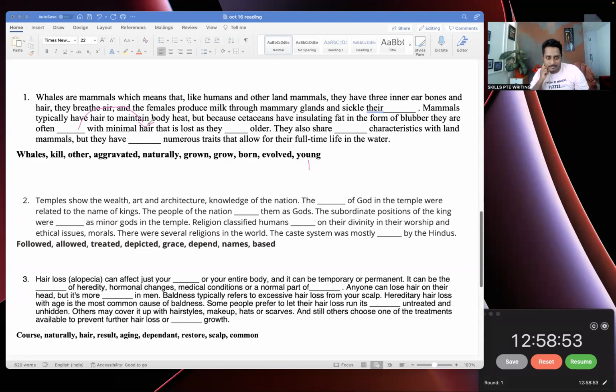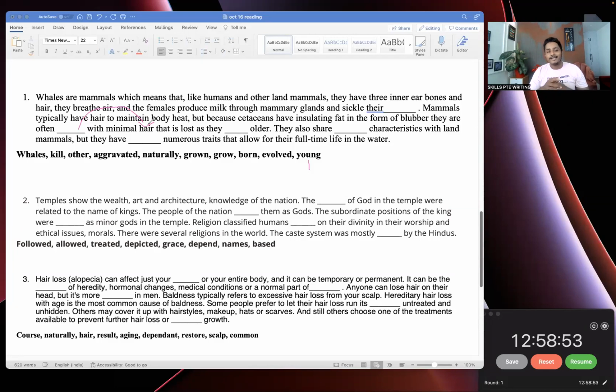With minimal hair that is lost as they grow older. As they grow older means initially what they were. They're getting older means like how many years? 20 years? 10 years? They're born with less hair. As they grow older, completely bald.